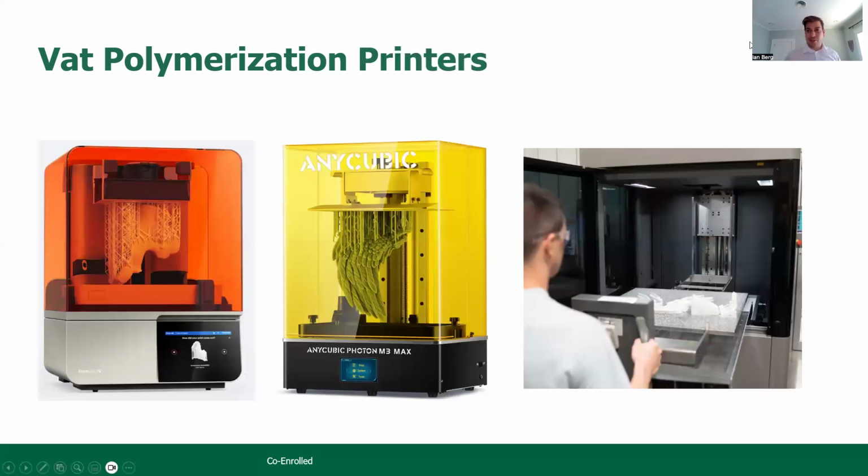Again, this is what they look like in the wild. For a long time, there weren't really desktop hobbyist versions of these, but those have grown in the past 5-10 years. And so you might run into these desktop units at a library or school, et cetera. But then there also are definitely industrial scale vat polymerization printers that are in use.